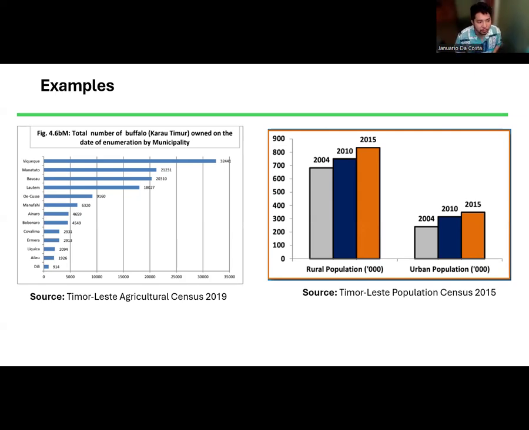Or for example, this is a census population here, 2015. For example, this is comparing between rural population and urban population. Okay, here the years 2004, 2010 and 2015, right? So those are the ways of presenting data.